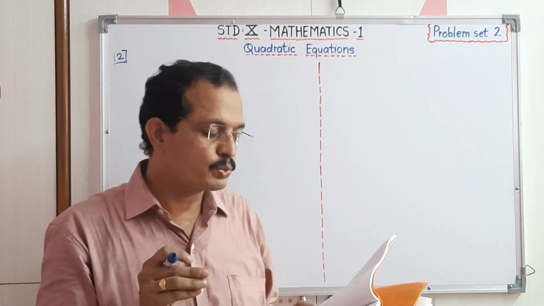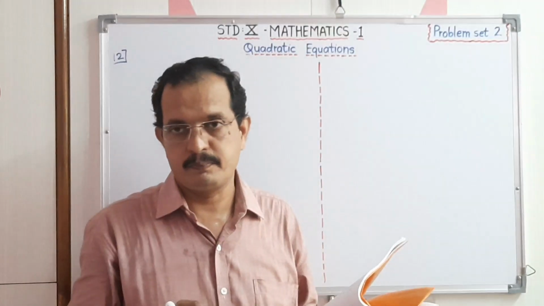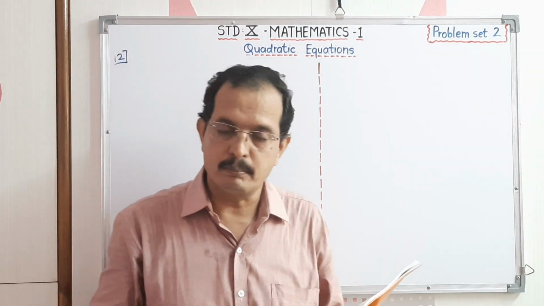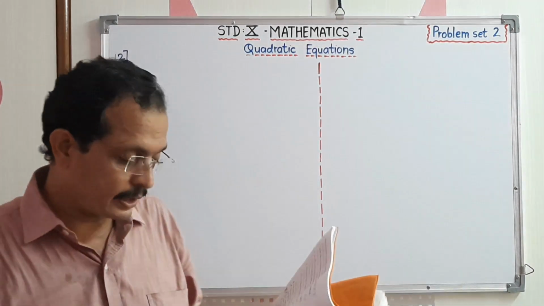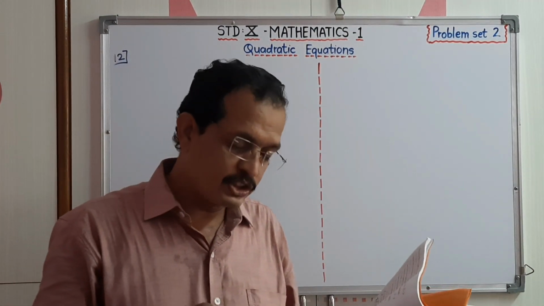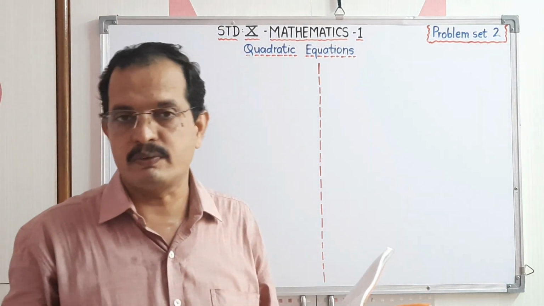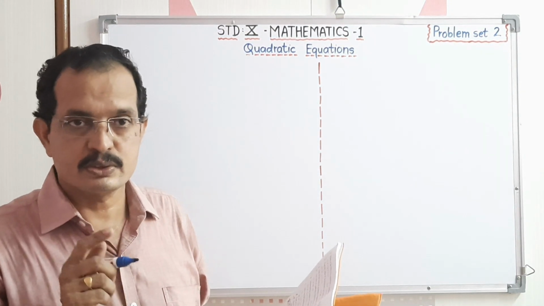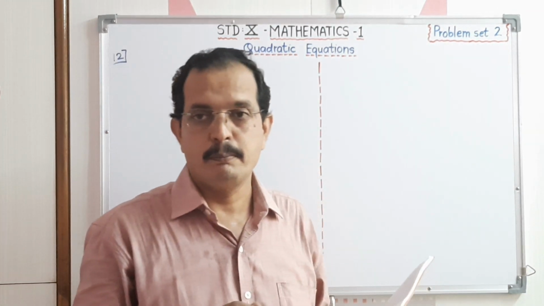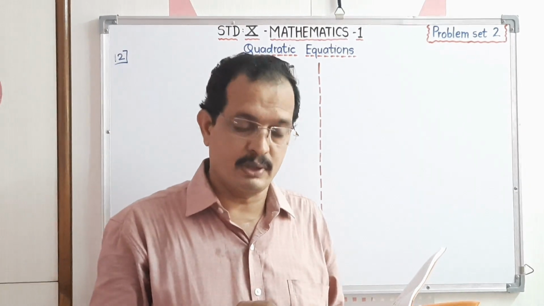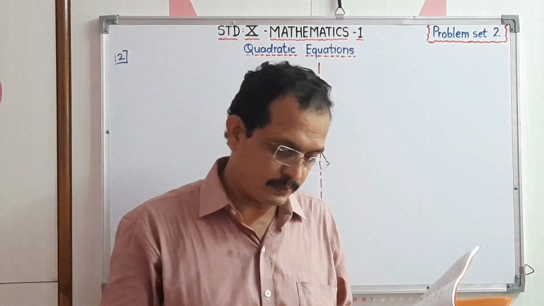The square of the smaller number is twice the greater number. Find the numbers. Dear student, please try to understand this carefully. The difference between the squares of two numbers is 120. That means we have to find the difference between the squares of two numbers, and it is 120. This is the given information.